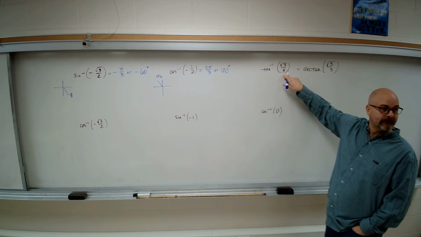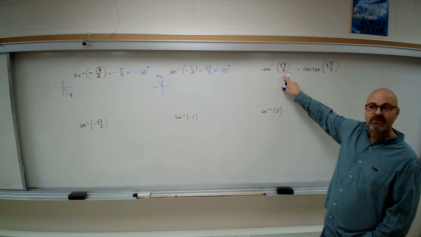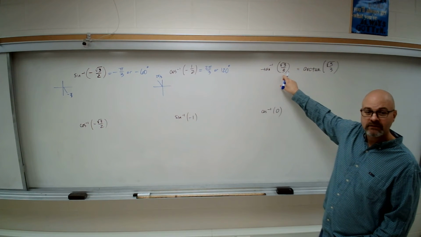Because it's positive. Where in the first quadrant is tangent radical 3 over 3? 60.